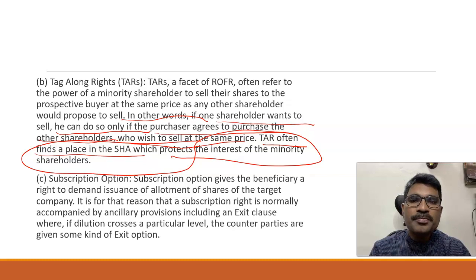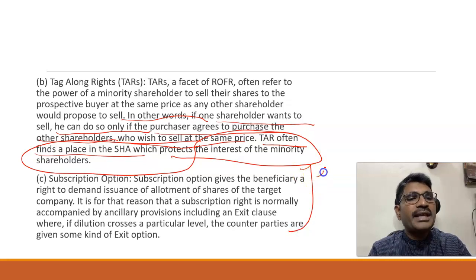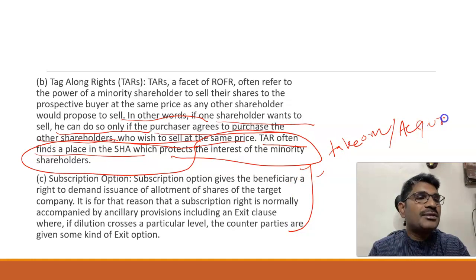Then you have another clause, the subscription clause. It gives the beneficiary a right to demand issuance or allotment of shares of the target company. It is for that reason that a subscription right is normally accompanied by ancillary provisions, including an exit clause, where if the dilution crosses a particular level, the counterparty is given some kind of exit option. Basically, this comes into takeovers and acquisitions.